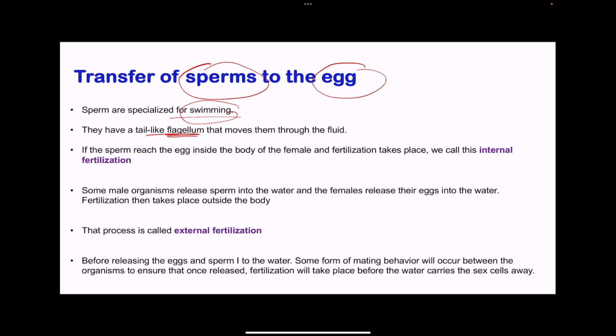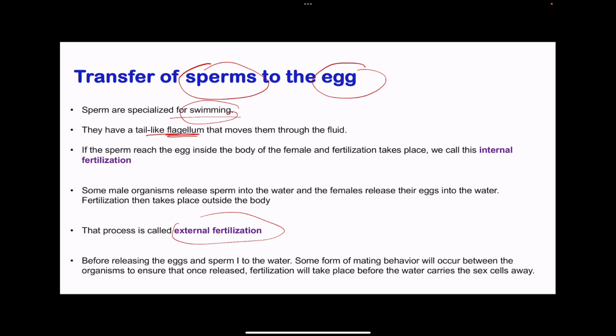In most organisms, fertilization occurs internally, or we call it internal fertilization. However, some males can release the sperm on the surface of water, and the females can lay eggs in the water. So here fertilization takes place outside the body, and we call this external fertilization.